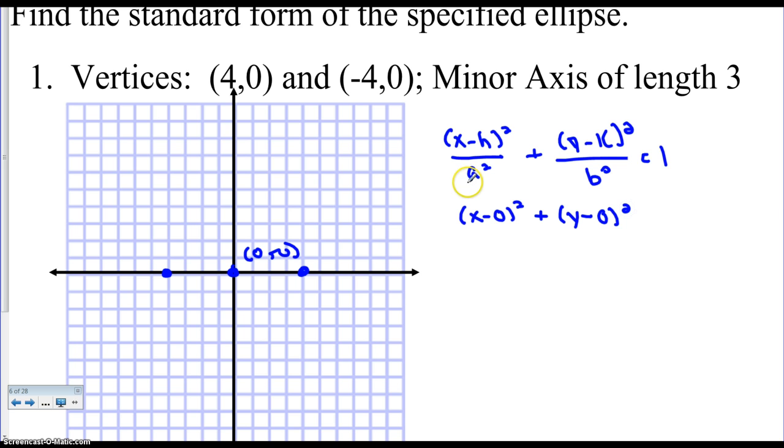Now a is the distance that the center is away from the vertex. So when I look at this, how far away is the center from a vertex? That distance is 4 units. So that's what a is going to be. And then b is half the distance of the minor axis. In this question, they tell me that the minor axis is 3, so b will be 3 over 2.